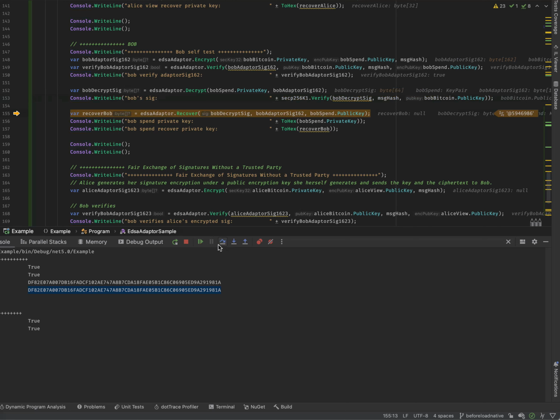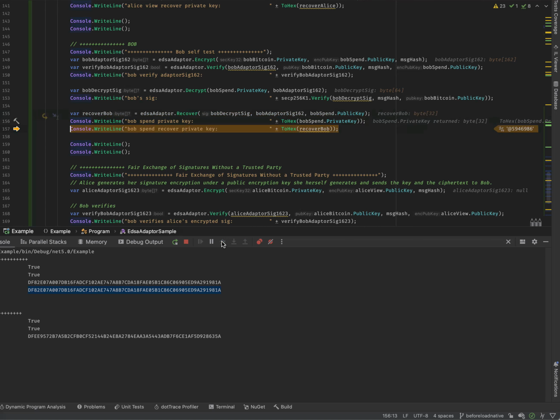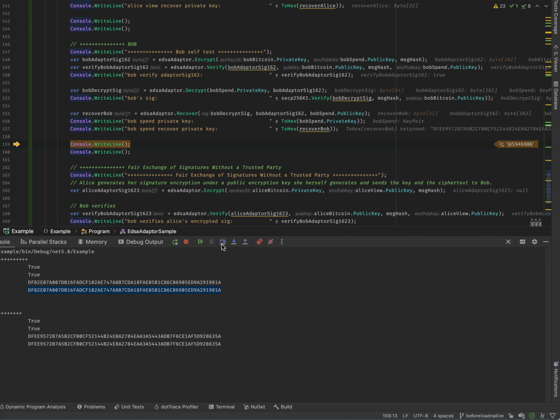So that's true, and because the signature is on chain, we then want to recover the leaked secrets through the signature that was decrypted using the adapter signature and using the encrypted public key. So we recover, and we're just making sure that the Bob spend private key is in fact what we're going to leak to ourselves, and that is in fact true, right?